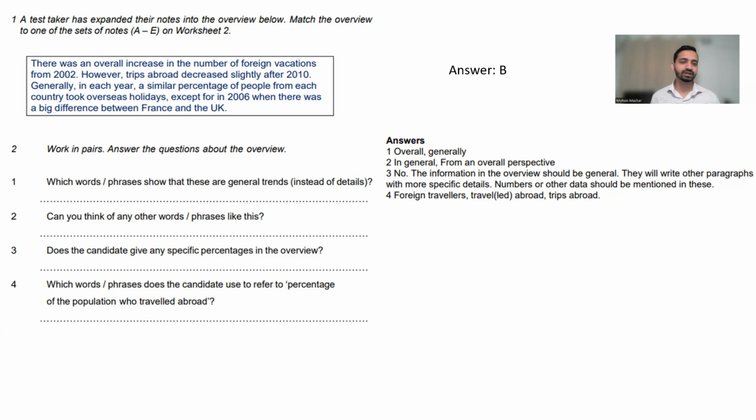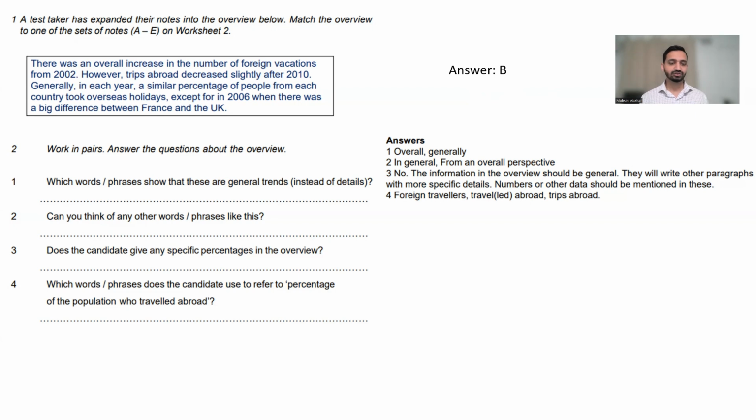These are some of the things that you can use instead of that, but try to use them in your overview, please. Number 3, does the candidate give any specific percentage in the overview? No. In the overview, you don't need to mention percentages. You need to just mention the overall trend, okay? The information in the overview should be general. They will write other paragraphs with more specific details. So you will write other paragraphs laying out detailed information, but not an overview. An overview is not for that purpose. Numbers or other data should be mentioned in those specific paragraphs, not in the overview, okay?